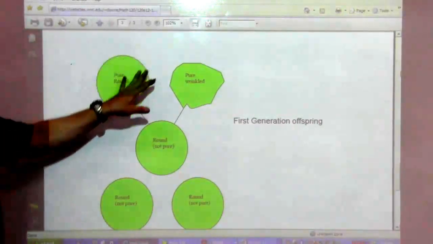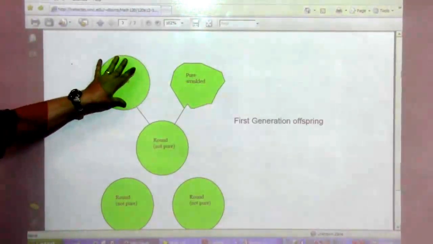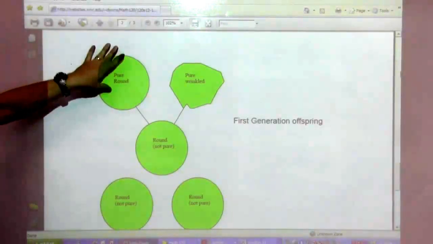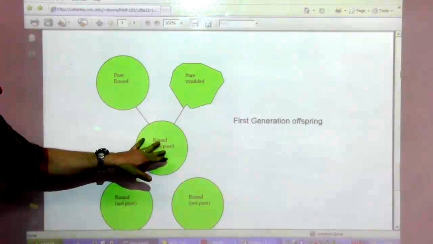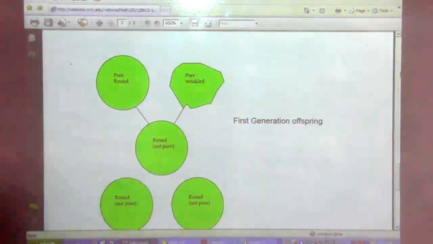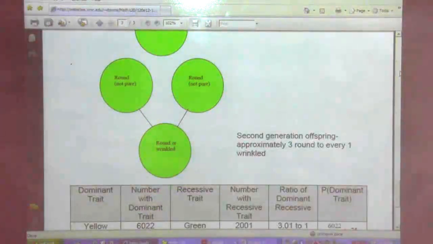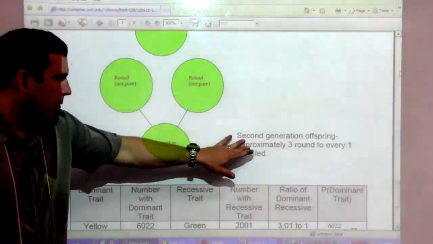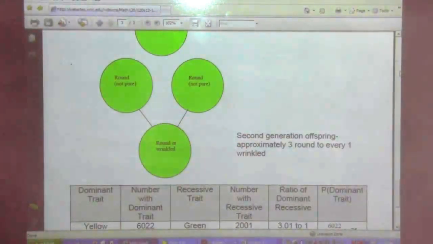If you have a pure round pea bred with a pure wrinkled pea, both genes in terms of the round are going to be round, wrinkled. You get round but it's not pure, has wrinkled there. If you breed 2 round peas that are not pure round, you end up with round or wrinkled. Again, 3 round for every 1 wrinkled, because wrinkled is the recessive.